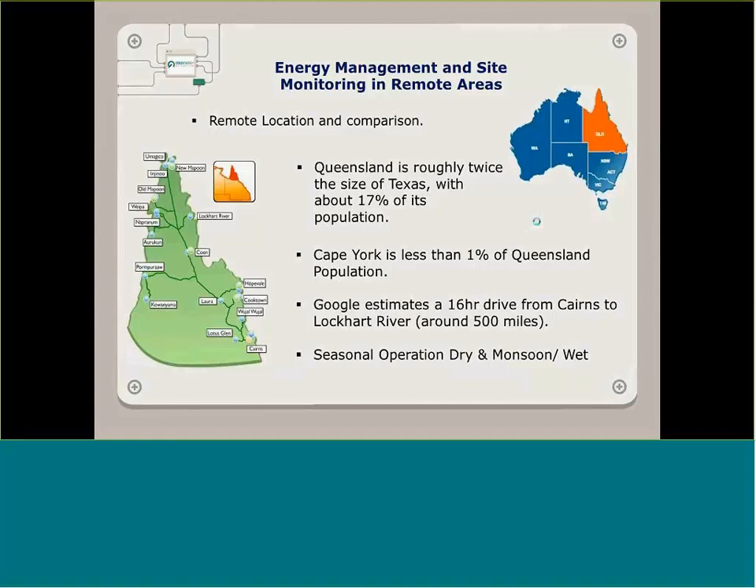Our friends at Google estimate it's a 16-hour car ride one way to one of our most northern sites from our office in Cairns, and that's about 500 miles, which is mostly dirt road and corrugated, so it's a long old trip. The operation of these stores is influenced heavily by the seasonal nature of the location. During the dry season, they're accessible by road, but during wet season or monsoon season, they're cut off. So air travel and coastal barges is really the only way in.